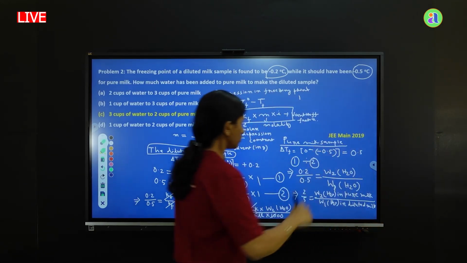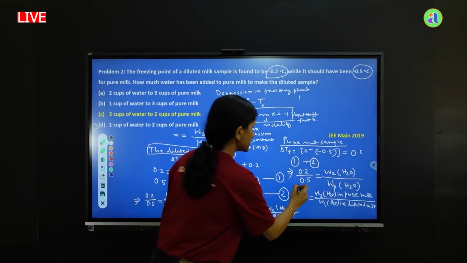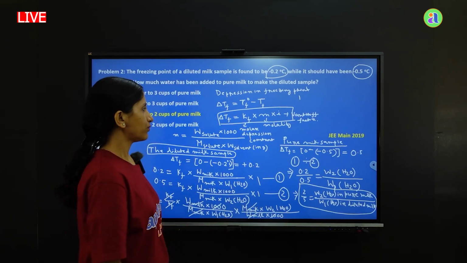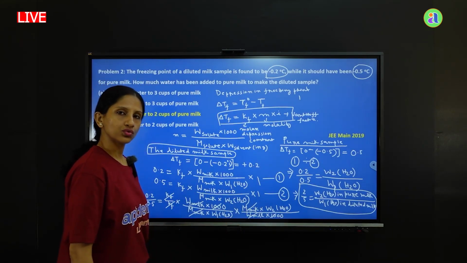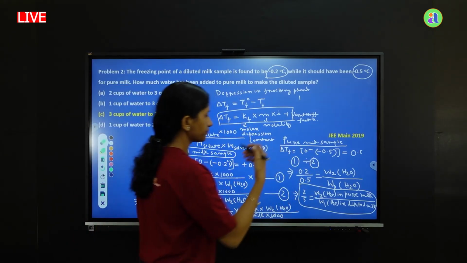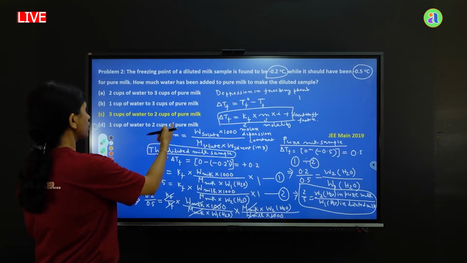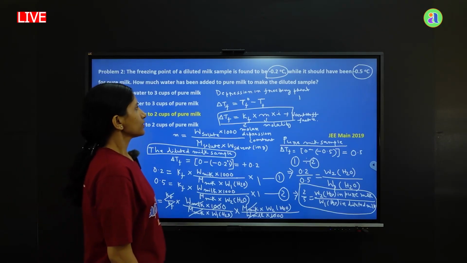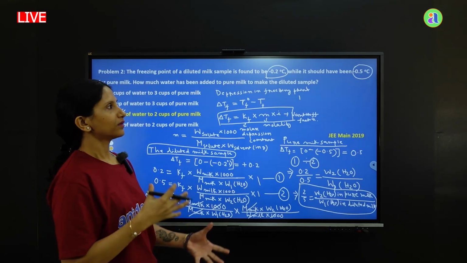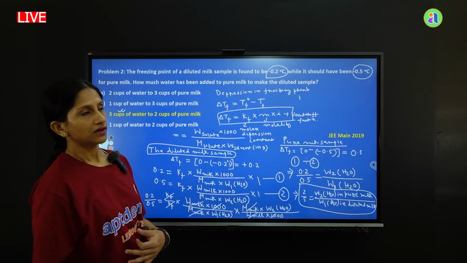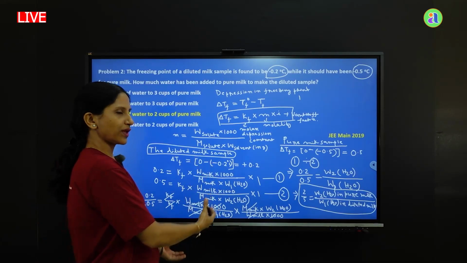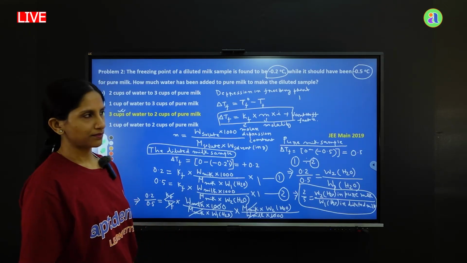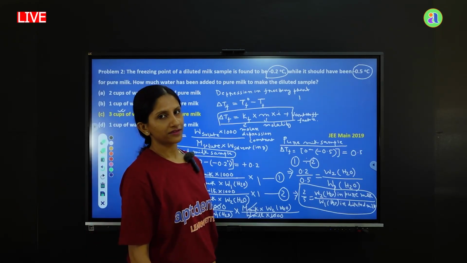So you will be able to say from this final expression that 3 cups of water are mixed with 2 cups of pure milk. Now if you check, option C would be your correct option. So if you know the freezing point of the diluted milk sample and pure milk sample, this is the way you should be able to calculate how much water has been added to your milk sample. So I think it was a very helpful and very interesting problem.